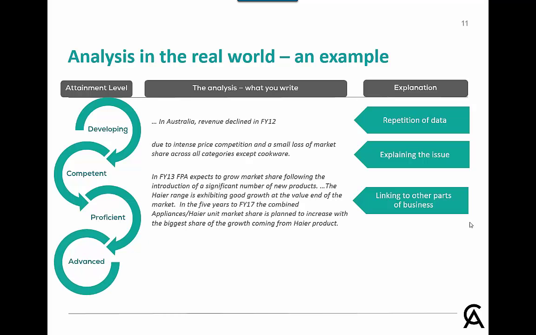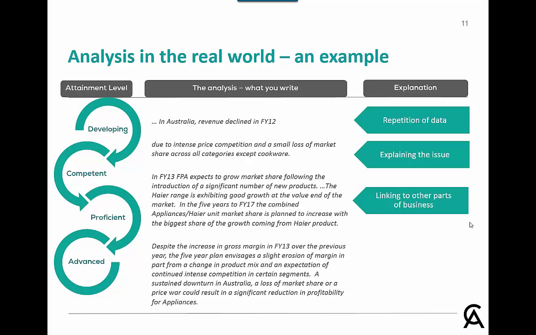Finally, the so what. Despite the increase in gross margin for 2013 over the previous year, the 5-year plan envisaged a slight erosion of margin. A sustained downturn in Australia, a loss of market share, or a price war could result in significant reduction in profitability for appliances. That's your so what. Why have you told me about previous year's revenue and what they're planning to do? They conclude that paragraph, that one tiny bit of analysis, with a so what. This is why you should be concerned about the revenue in the Australian market.